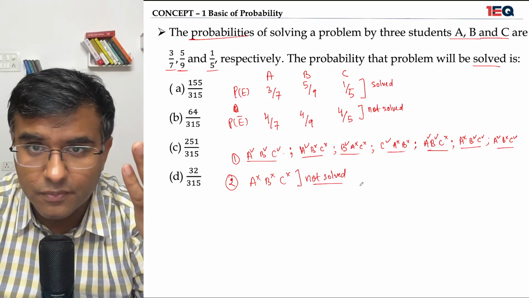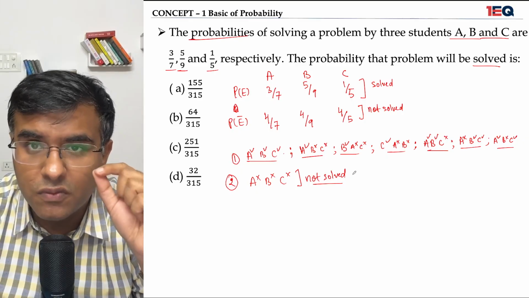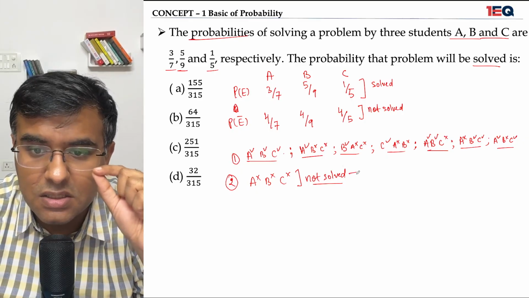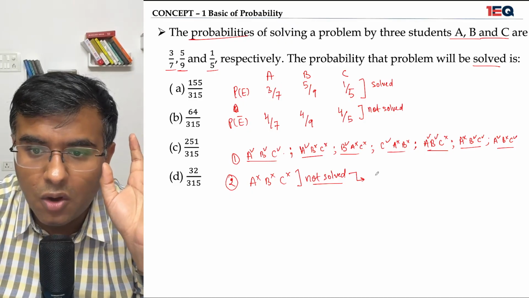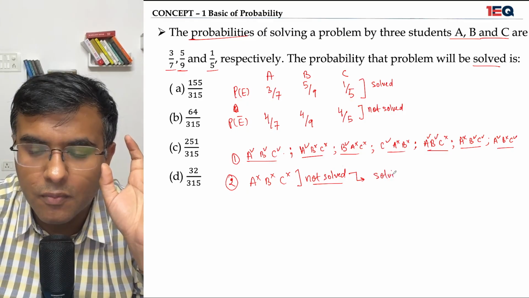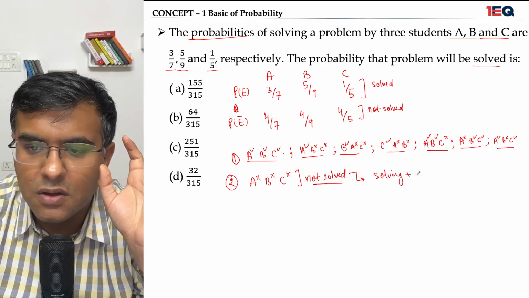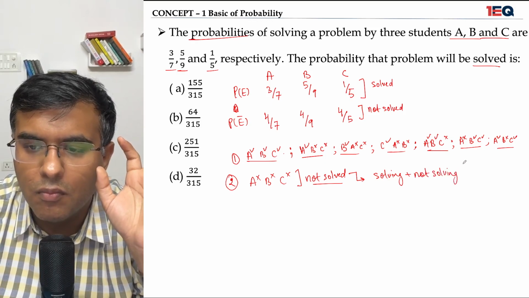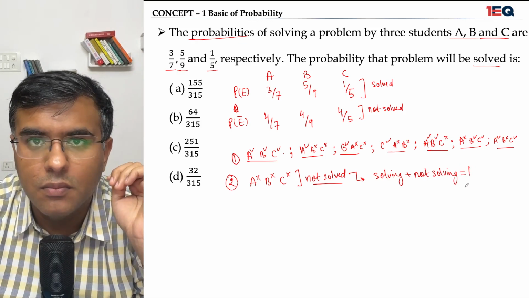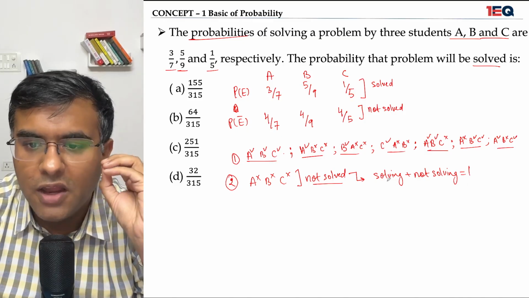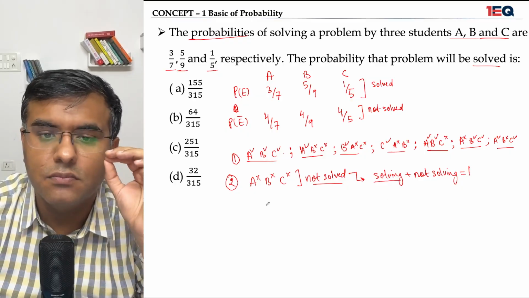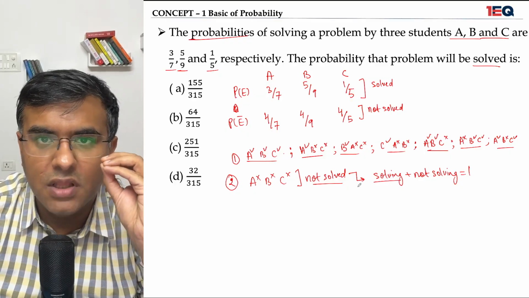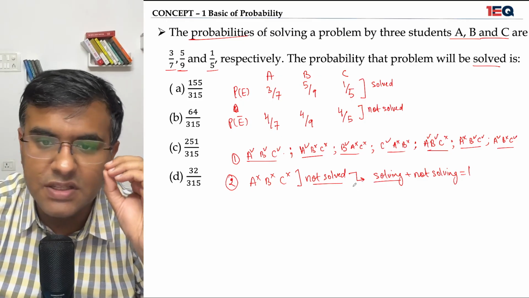On the flip side, if I remove this from my equation of solving plus not solving equal to 1, then I would be able to get this answer. I'll repeat. I have the probabilities available with me of each and every person.